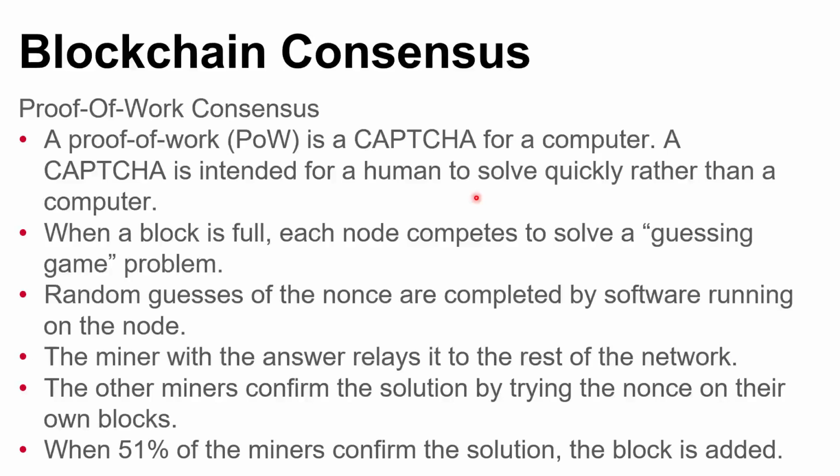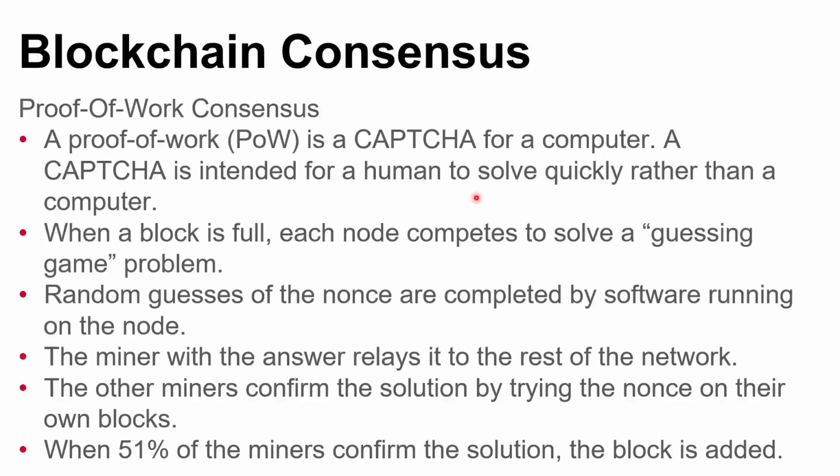When a block is full, each node competes to solve that guessing game, which is the proof of work. We talked about that earlier. They're competing to find the nonce. They're running random combinations in order to find that nonce, in order to create that hash for the block that everyone has just been validating. The miners have all been validating the transactions, and now they want to hash that block.